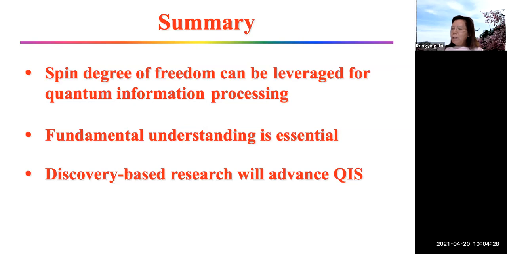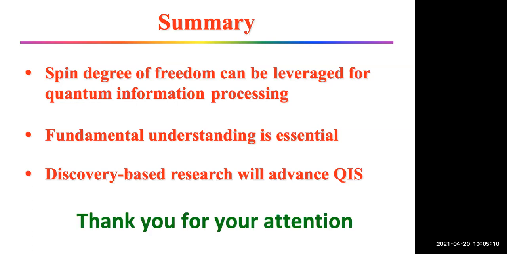So with that, I'll leave my summary here. Basically, condensed matter physics people are trying to leverage the spin degree of freedom for quantum information processing. In order to make it effective, we really need a fundamental understanding of these materials, how the information can be carried and last for a long time. I'm sure we are part of your group for making discovery-based research and advancing quantum information science. Thank you.